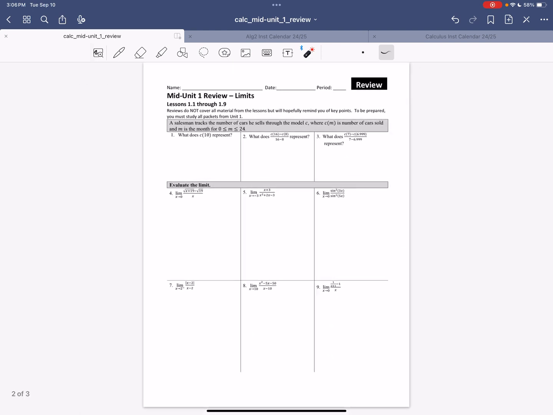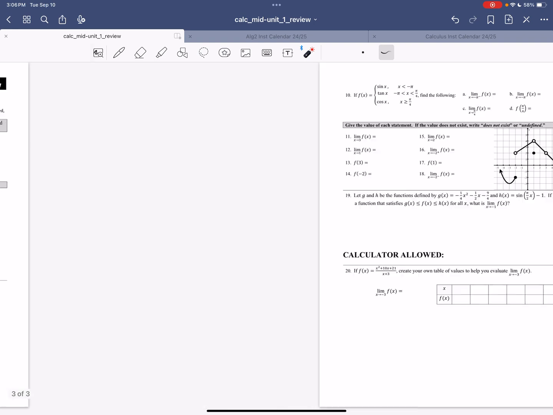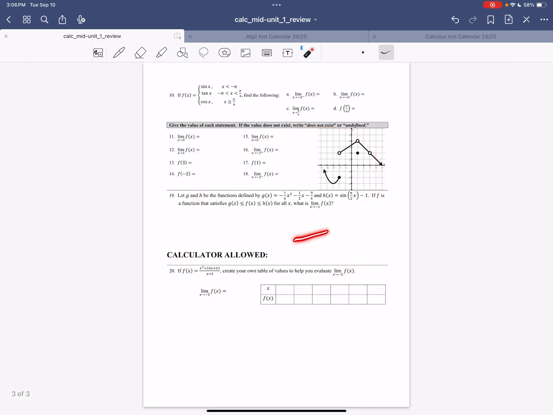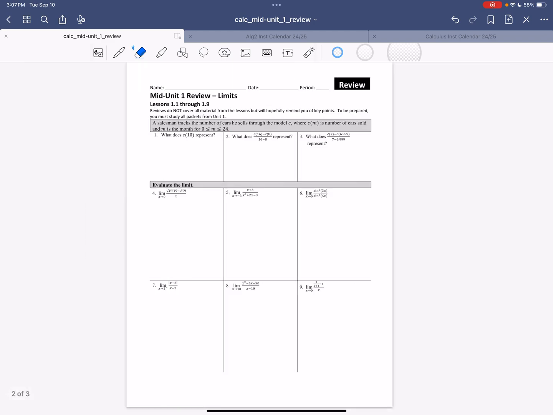So your test questions are basically the same as this review, plus the two questions that I told you: question number 1 from 1.10 and question number 4 from 1.11. So that's what you need to study, but we can come back to this one later. So let's start with this one.